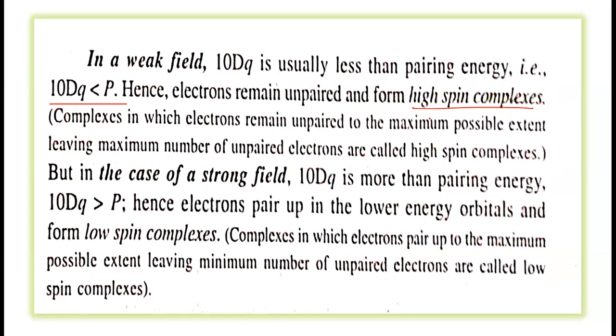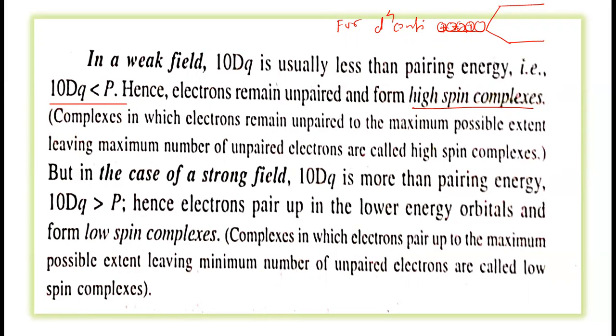The complexes which are formed are called high spin complexes. For example, now see, for the d4 configuration, where 4 electrons are there in the d orbitals. So we know the splitting of the d orbitals. There are 4 electrons in the d orbitals, so we can distribute these 4 electrons.